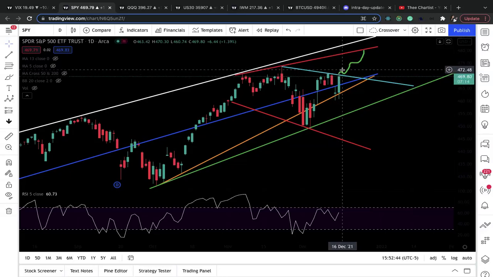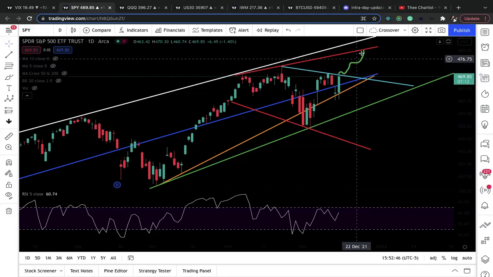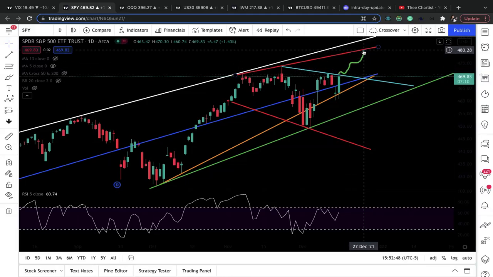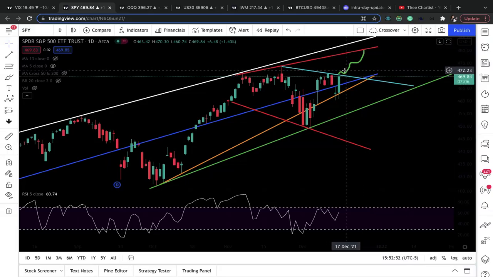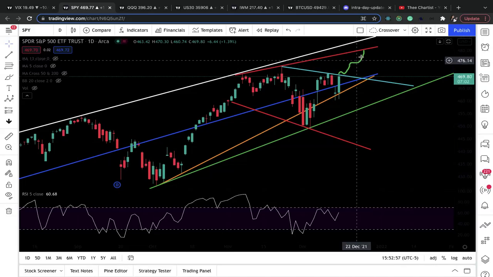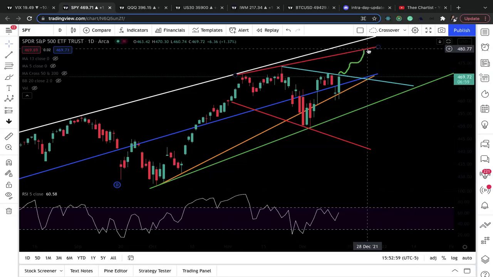But if we get that breakout, I want to see a retest, and it can head up and fill that megaphone pattern right there at 480. That's my next price target. Of course, we're going to have some en route, 471.5, possibly 473. And we'll break those, we'll get to 480, okay?